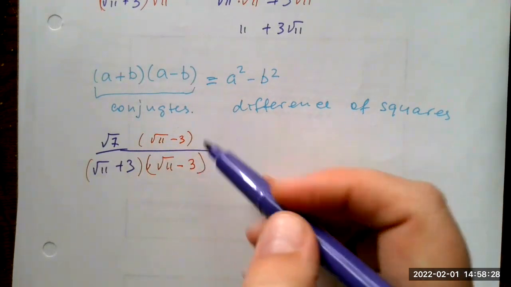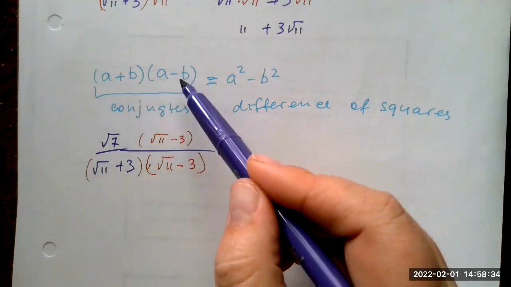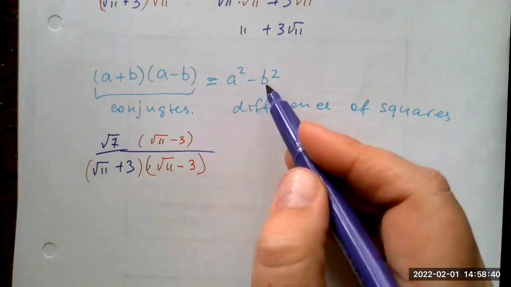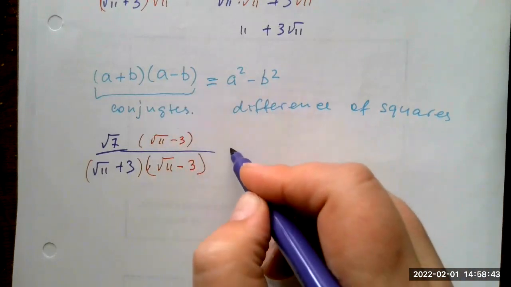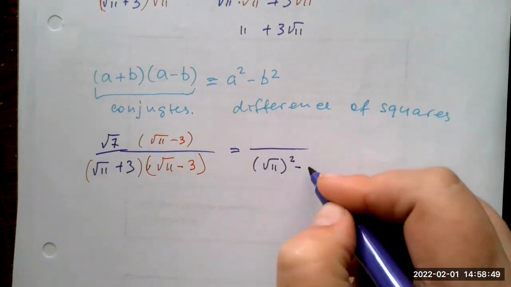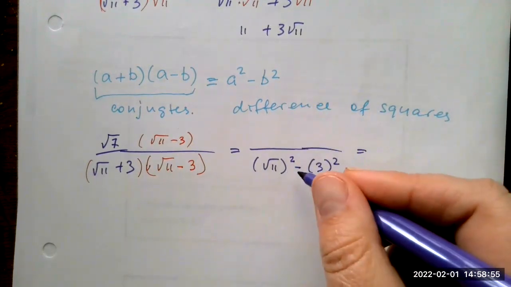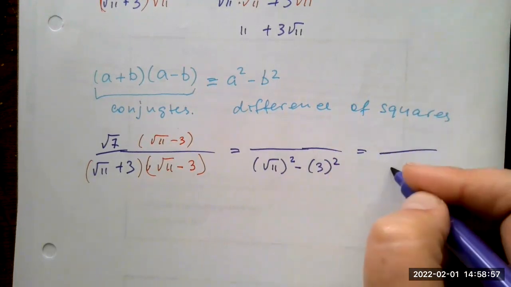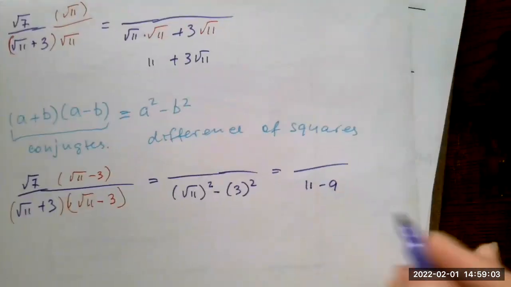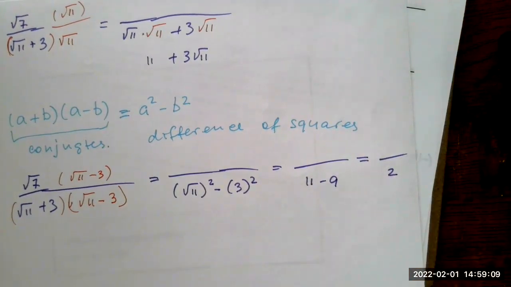All right, according to this formula, and by the way, if you have time on your hands, just go ahead and multiply, use the FOIL method and see if you get this back. You should. But if we just apply this formula straightforwardly, we get square root of 11 squared minus 3 squared. So what does it give us? Square root of 11 squared is 11, and 3 squared is 9. So 11 minus 9. In the bottom, we have 2. We've rationalized the denominator. Yay.